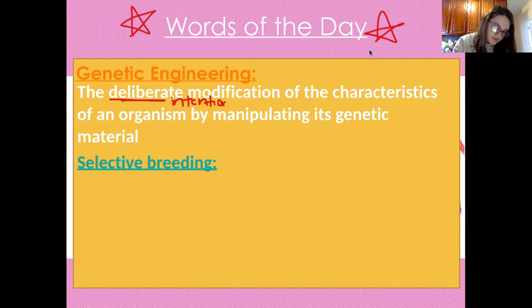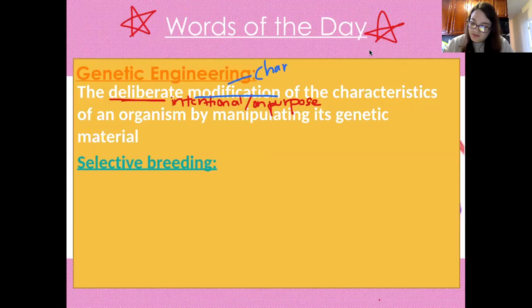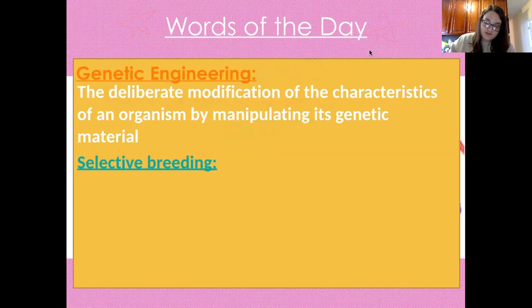Intentional or on purpose. So deliberate means we intend to do it. We're doing it on purpose. Now, modification is talking about changing something. And finally, the last word I'm going to break down for you is manipulating. So manipulating is another word for changing, but in this context, we're talking about humans changing. So human intervention.